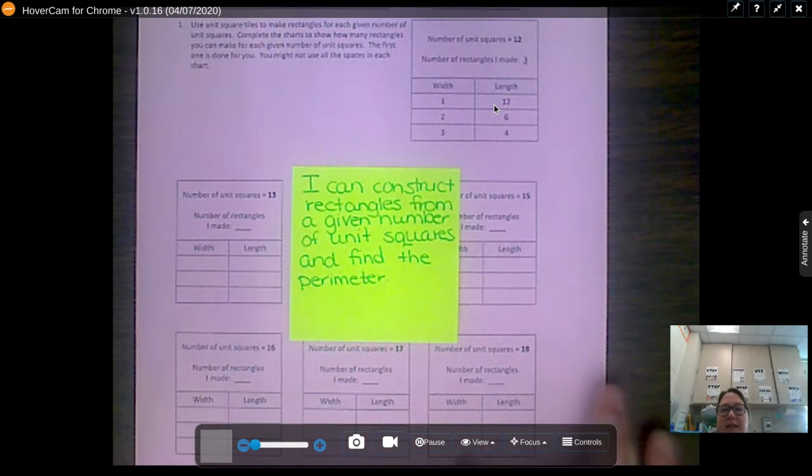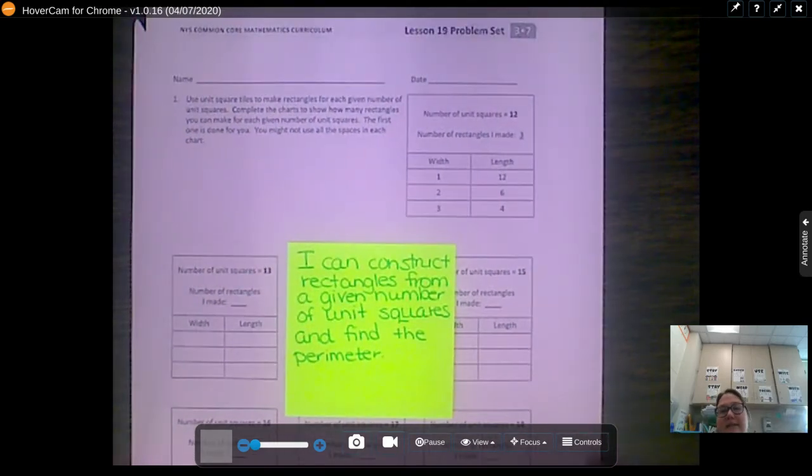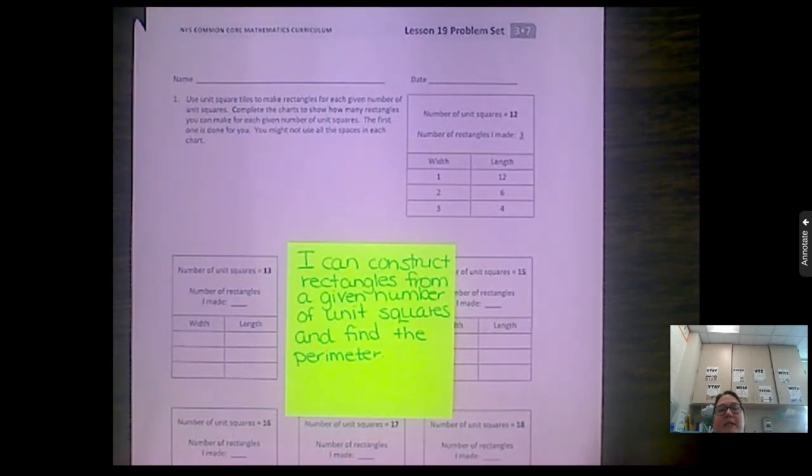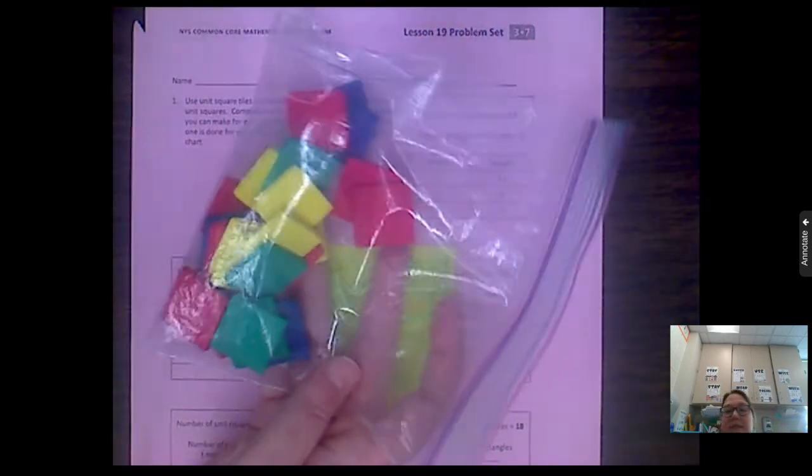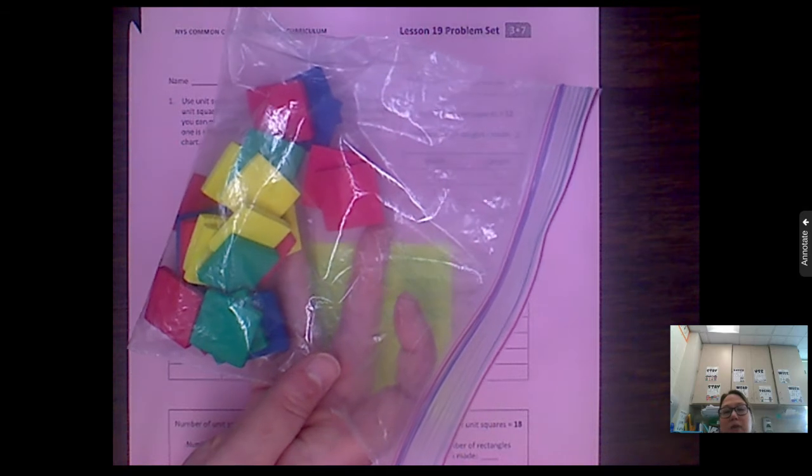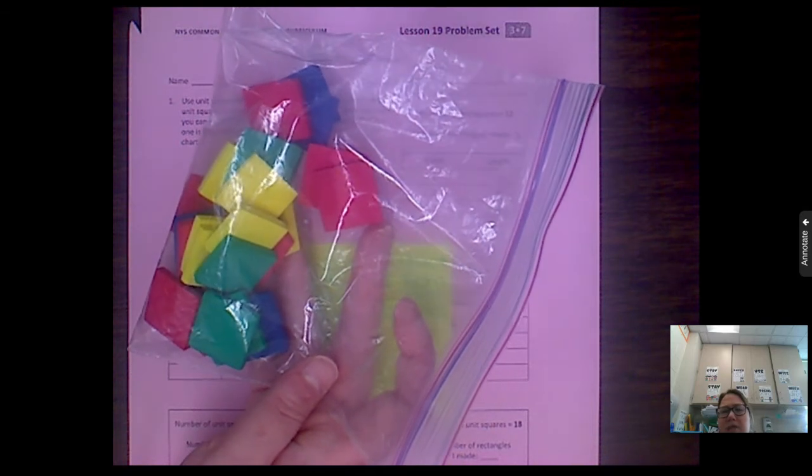Third graders, today we are working on lesson 19, our problem set lesson 19 of unit 7. We are continuing to work with perimeter, although today our lesson shifts a little bit more towards area. So if you have your colored tiles or your little squares, you can use them today. We don't need them. We're also going to be making rectangles and squares.